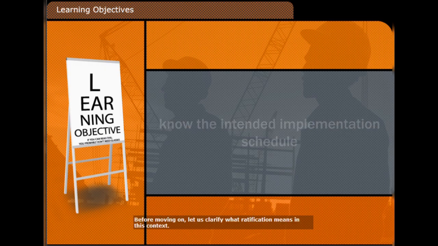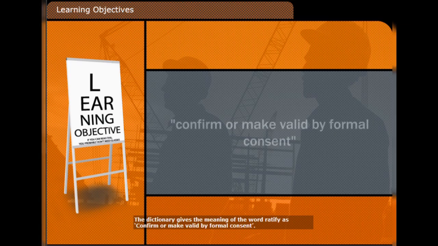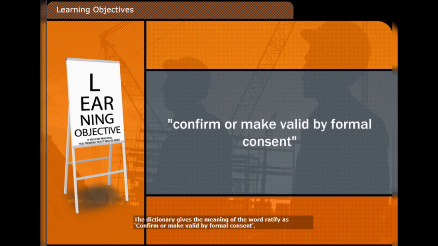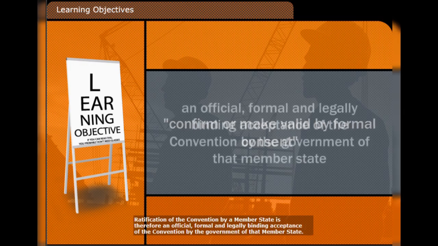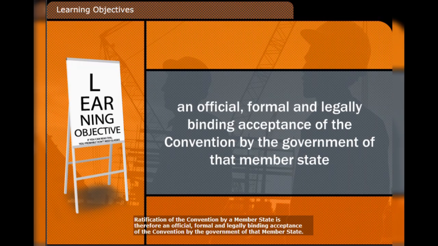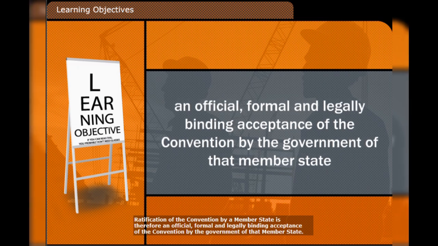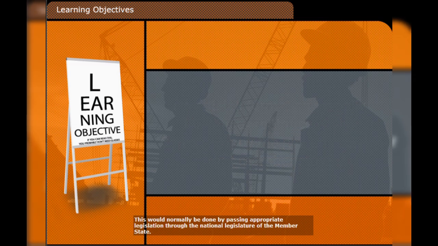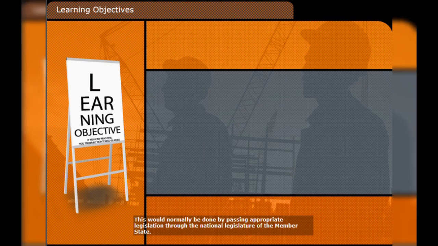Before moving on, let us clarify what ratification means in this context. The dictionary gives the meaning of the word ratify as confirm or make valid by formal consent. Ratification of the convention by a member state is therefore an official, formal, and legally binding acceptance of the convention by the government of that member state. This would normally be done by passing appropriate legislation through the national legislature of the member state.